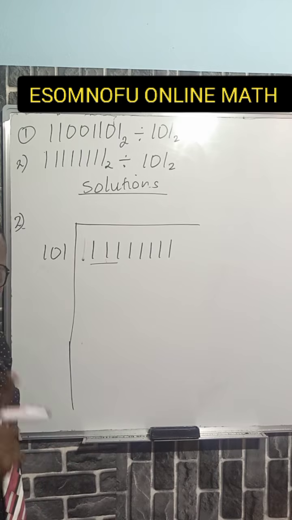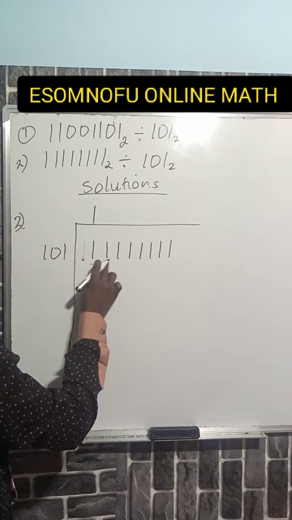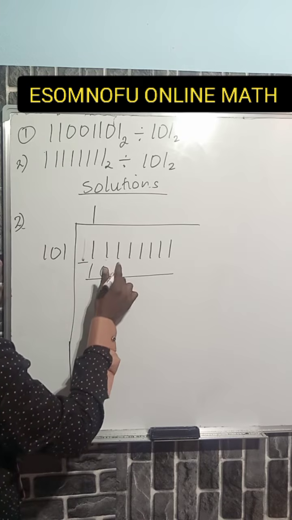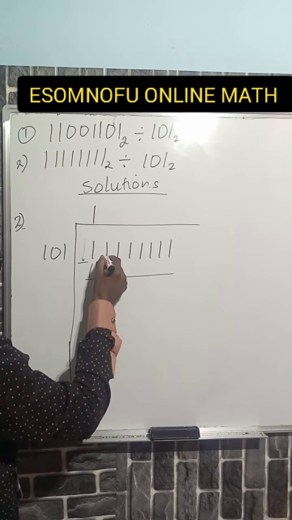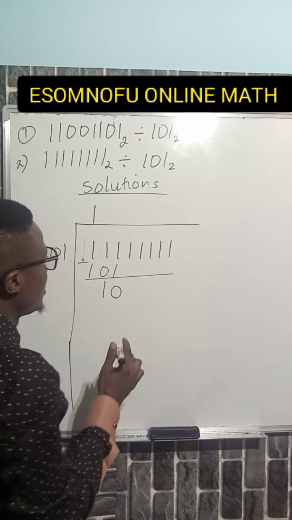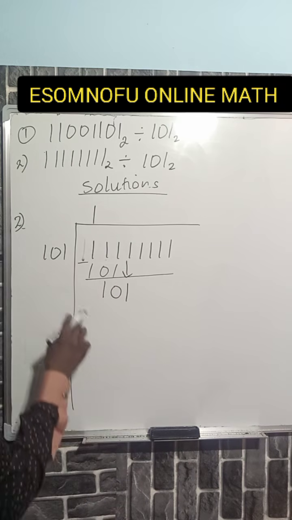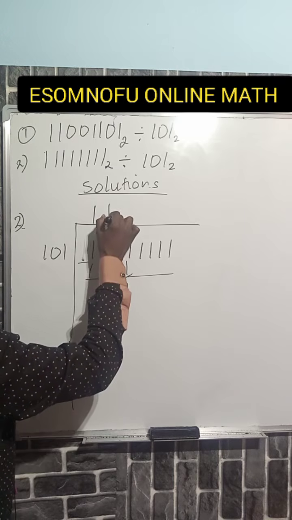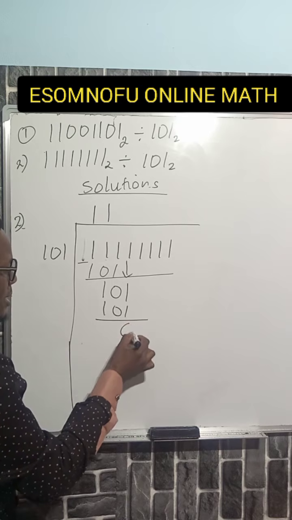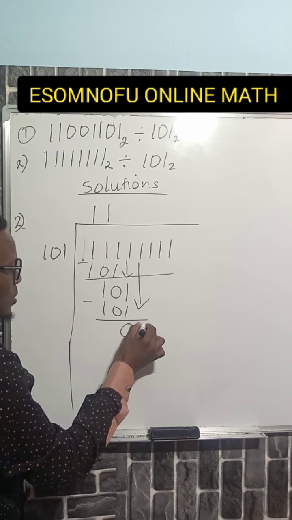Remember, the highest value you can get is 1. So 111 divided by 101 is 1, and 1 times 101 is 101. You subtract. 1 minus 1 is 0. 1 minus 0 is 1, and 1 minus 1 is 0. No need of writing 0. After the first subtraction, bring down the next digit, which is 1. Now 101 divided by 101 gives us 1, and 1 times 101 is 101. When you subtract, you are getting 0. Remember, after subtraction, bring down the next digit. The next digit is 1.